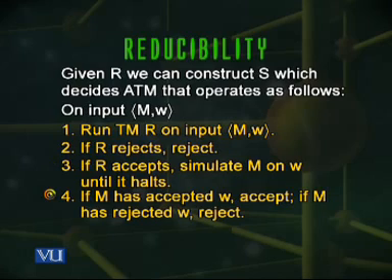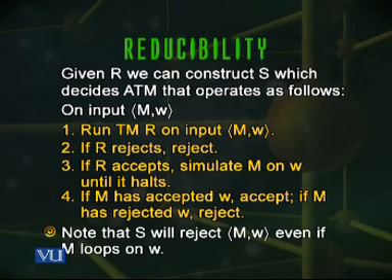So in this case, let's see what S will do if we were to give it a string M comma W. Suppose we give S M comma W, it will reject if M loops forever on W. So it will simply reject all the strings M comma W in which M loops forever on W. Suppose that M rejects W, S will also reject these strings. And it will only accept those strings in which M accepts W. It will only accept M comma W if M accepts W. And S always halts. So the language of S is ATM, and S is a decider. This shows that ATM is decidable.